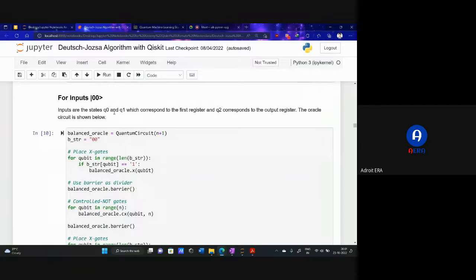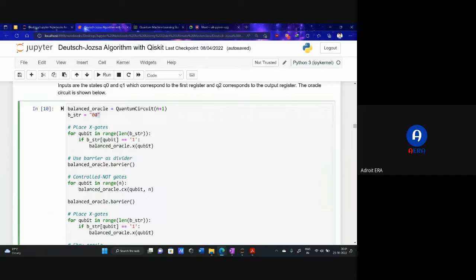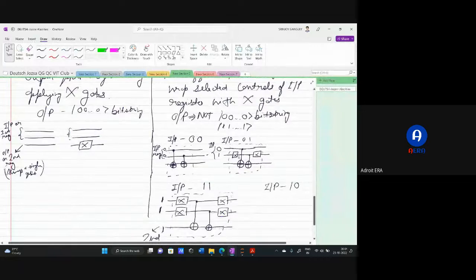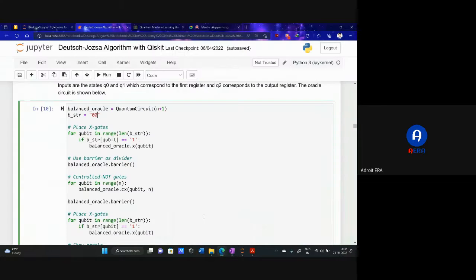Inputs are states q0 and q1, which correspond to the first register. Q2 corresponds to the output. This you already know. The oracle circuit is shown here. So let us define our bit string. Let's say we have the 0 0 bit string, and we will put X gates whenever the bit string is 1. As I told you, we will be putting X gates. Look at this, for input 0 1, we will put X gates. We will wrap the CNOTs with X gates whenever the bit string is 1. So this is the function for that.